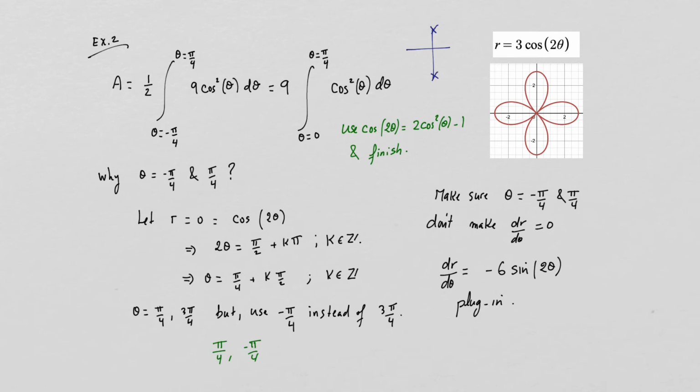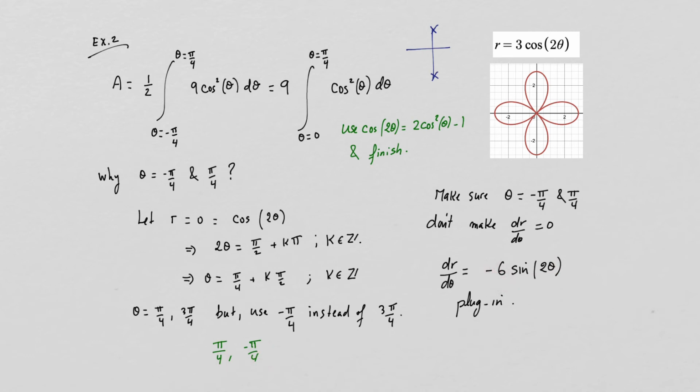Now, the next thing you do after you find your potential angles, this is important, you want to make sure that dr d theta is not 0 at these angles. So look in here. Dr d theta is -6 sine 2 theta. And if you plug in pi over 4, you get sine of pi over 2, which is 1, and 1 times -6 is -6, which is not 0. That's good news. And if I plug in negative pi over 4 here, I get sine of negative pi over 2, which is -1. -1 times -6 is 6, which is not 0 again.